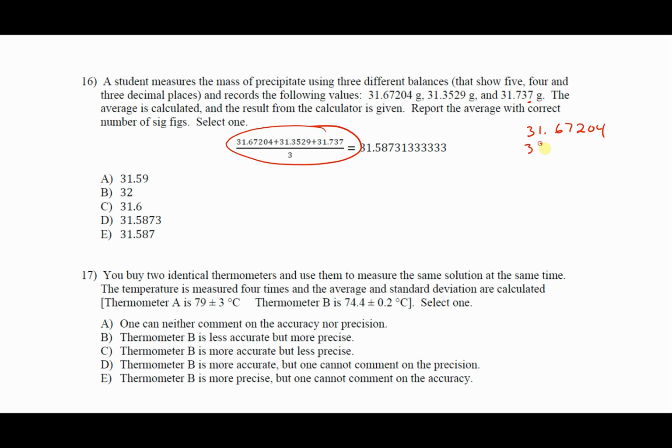31.67204, you have 31.3529, you have 31.737, right? So when you add these together, you are stuck, right? Everything you're doing is stuck in this decimal place because of this one scale that only reads to 3 decimal places. So you are limited by the instrument in this scale.